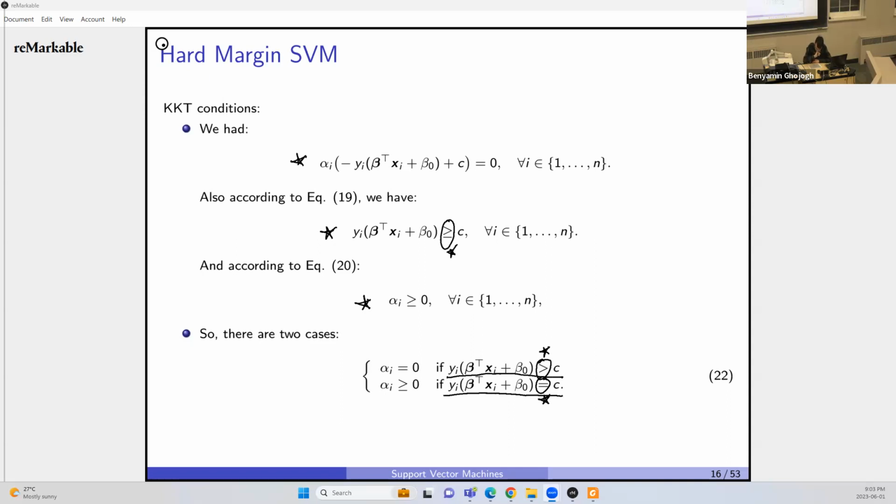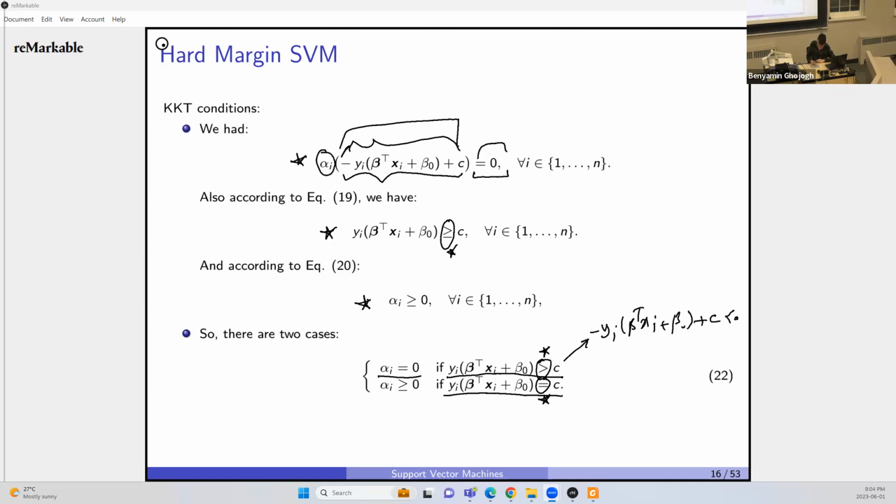If it's greater than zero, let's put it here. When it's greater than zero, what does it mean? It means that minus yi times (beta transpose xi plus beta zero) plus c is less than zero. Do you agree? Am I right? It's less than zero. When this is less than zero and the multiplication should be zero, it means that alpha i is zero. This term is not zero, so alpha i must be zero.